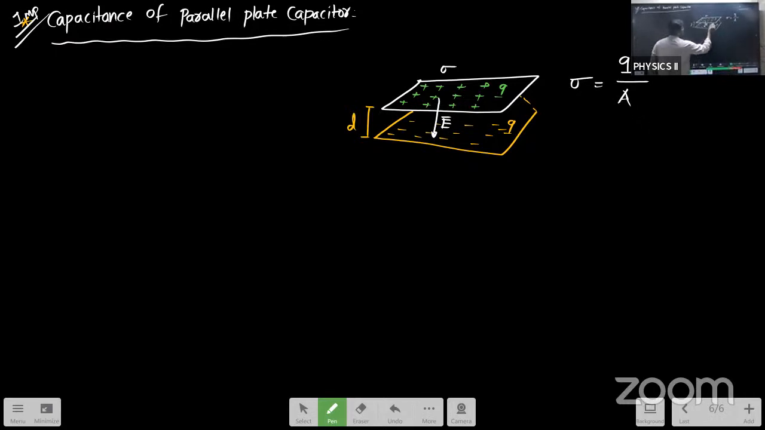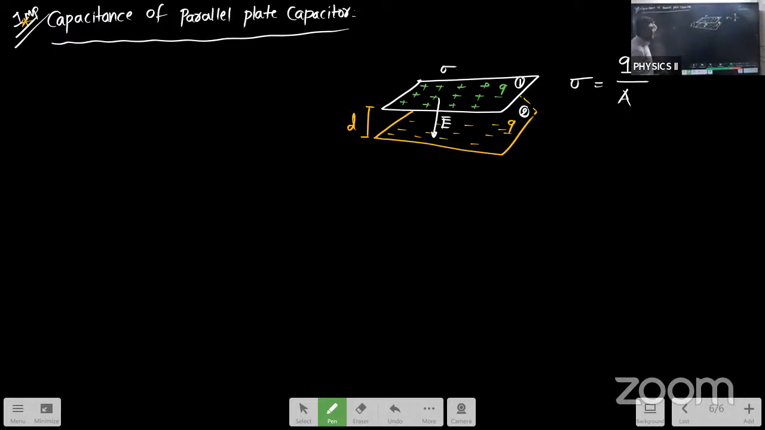Okay. Now let's solve this question. Everyone carefully see here, within 4 points, we can solve this answer. First of all, we have considered two parallel plates which are separated by a small distance D. Let me number this. This is the first plate. This is the second plate. The first plate is having positive charge and the second plate is having negative charge, and the surface charge density is sigma. Sigma is nothing but charge per unit area.